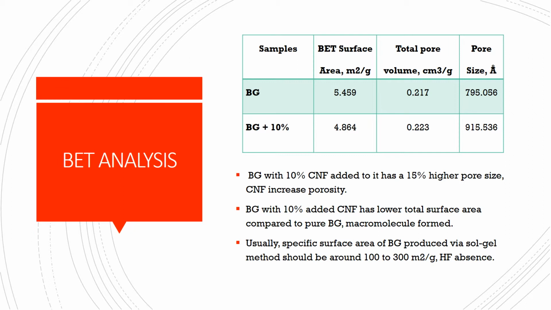Usually, according to literature, specific surface area of bioactive glass produced via sol gel should be around 100 to 300 meters squared per gram. However, this can be explained by the lack of strong acids used, which is that there is no hydrofluoric acid used.